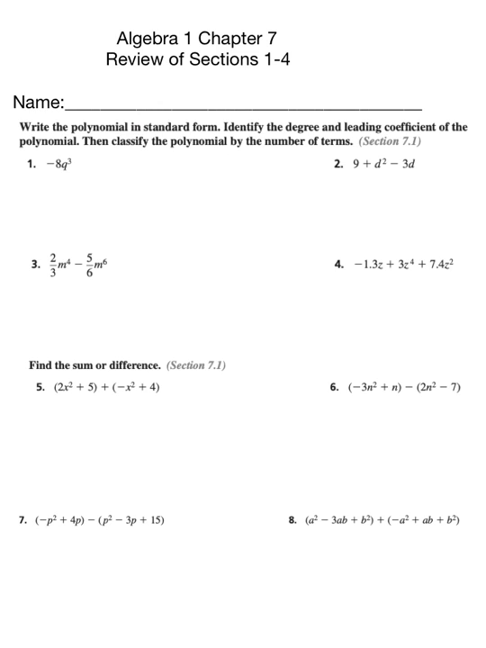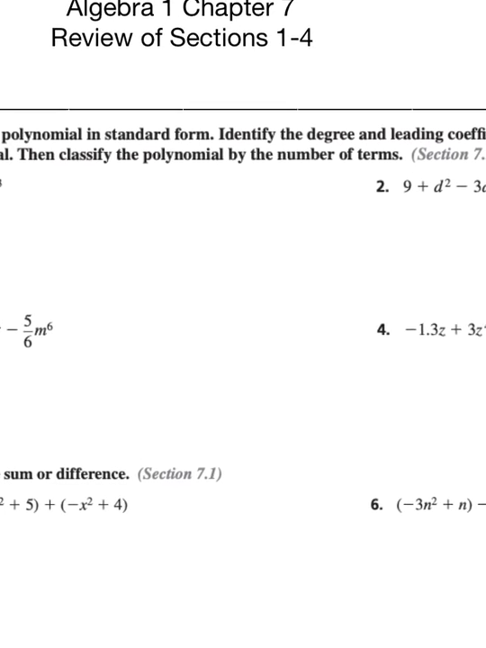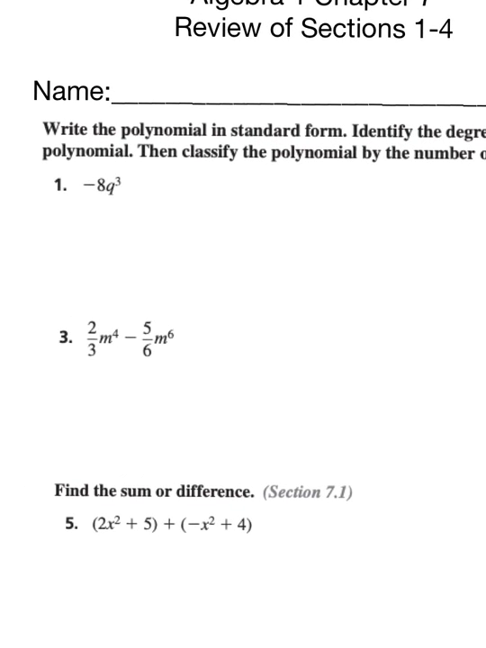Let's look at the instructions. It says, write a polynomial in standard form. If you remember, standard form meant from high exponent to low exponent. Also, in terms of the degree of a term, you have to add up all the exponents, if you can remember all that. Identify the degree and the leading coefficient of the polynomial, then classify the polynomial by the number of terms. So here we go with number one.